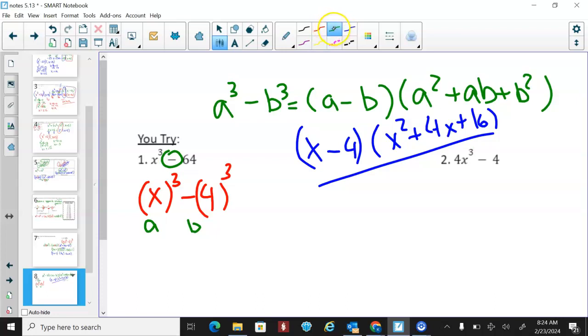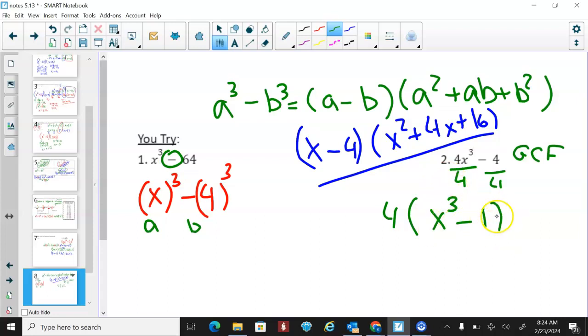All right, and then the last one right here. Very important: you do want to take a greatest common factor out first at all times. So I can take 4 out of here first. It makes the numbers smaller. It's just easier, especially if you cannot cube it. So you're going to take 4 out, and that's going to leave x cubed minus 1.